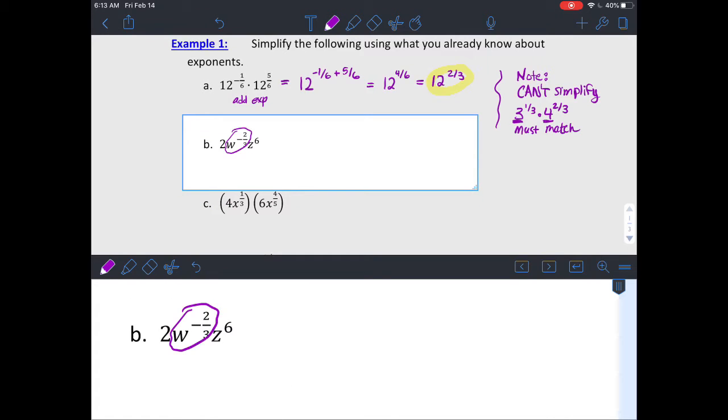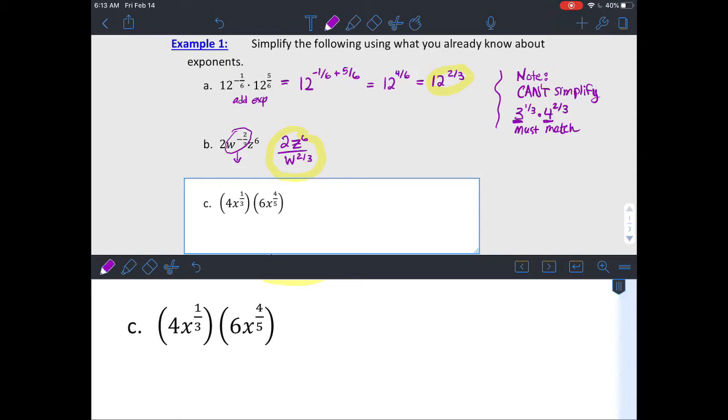If you have a negative exponent, remember that makes it 1 over, or move to the denominator. So on this one, the only thing you would do is move your w to the 2/3 down.